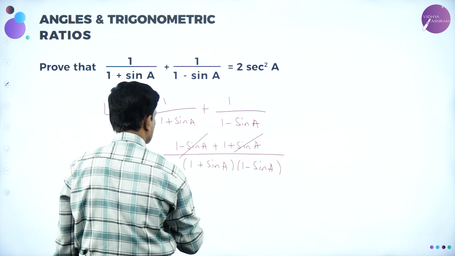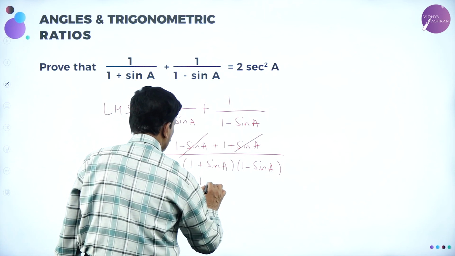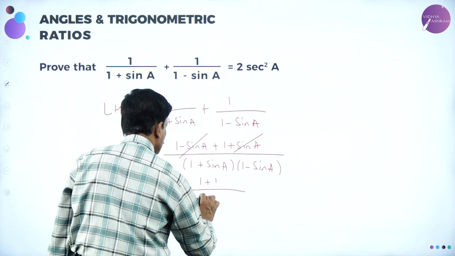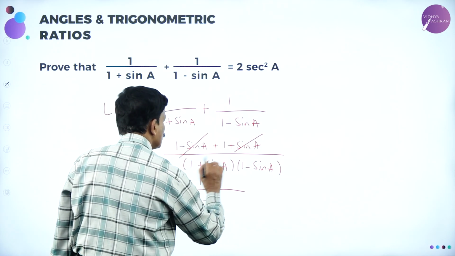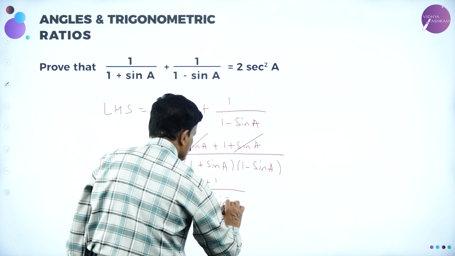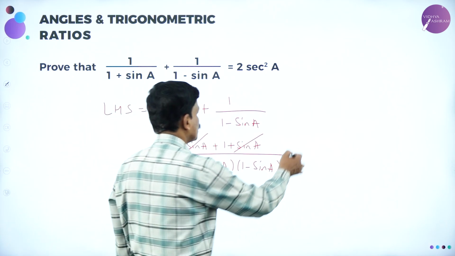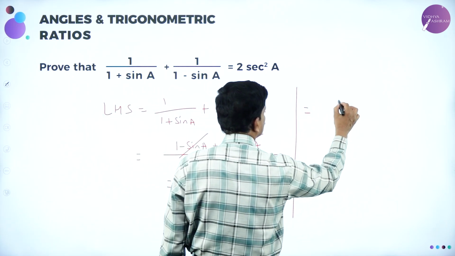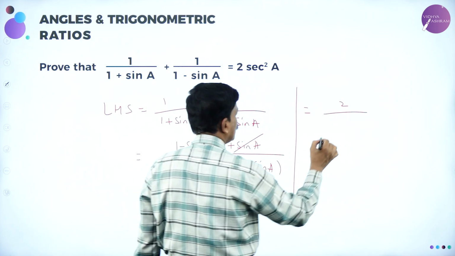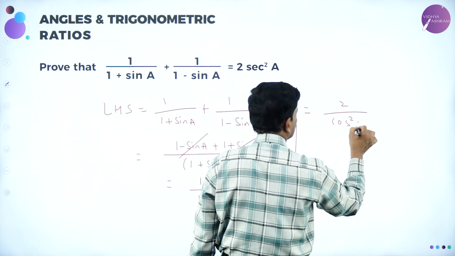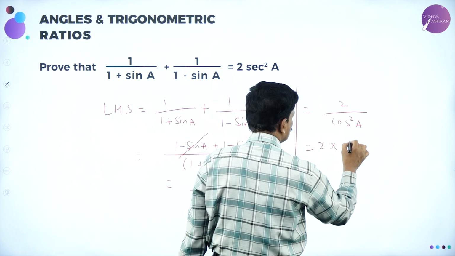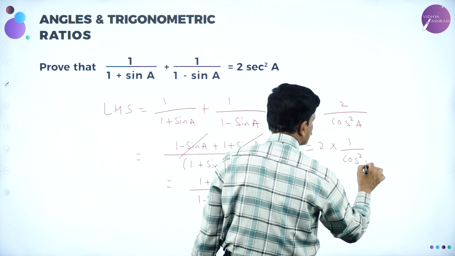Cancel the terms which get cancelled. Minus sin A plus sin A gets cancelled. 1 plus 1 divided by, in the denominator 1 into 1 is 1, minus into plus minus sin square A. 1 plus 1 divided by 1 minus sin square A. What is this equal to? 1 plus 1 is 2 divided by 1 minus sin square, which is cos square A. Now this can be written as 2 into 1 by cos square A.